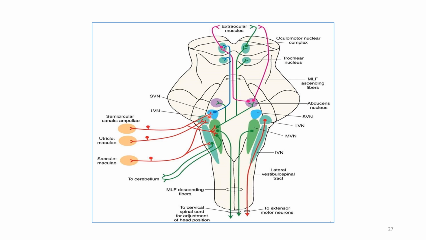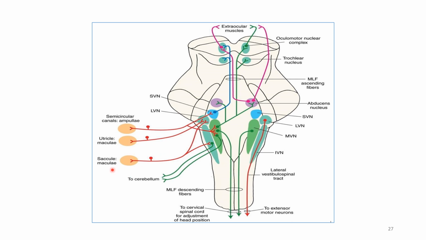So here also you can see the four vestibular nuclei. This is superior, inferior, lateral and medial. So here you have semicircular canals, utricle and macule, saccule and macule. So from the semicircular canals, you have ampullae. From the semicircular canals, the impulse will go to the superior vestibular nucleus. And from there, it may go to extraocular muscles through the MLF ascending fibers, the medial longitudinal bundle. From the utricle and macule, it will be supplied to the lateral vestibular nucleus.